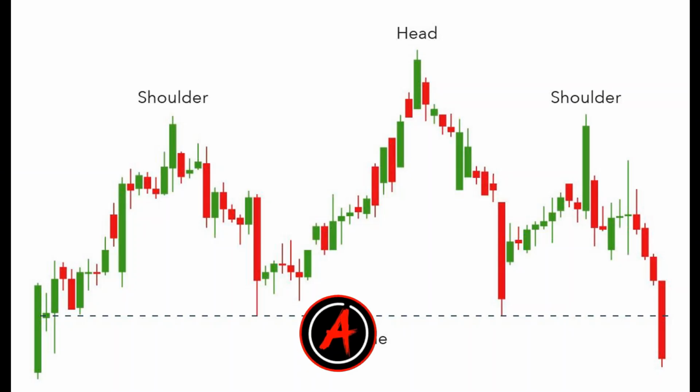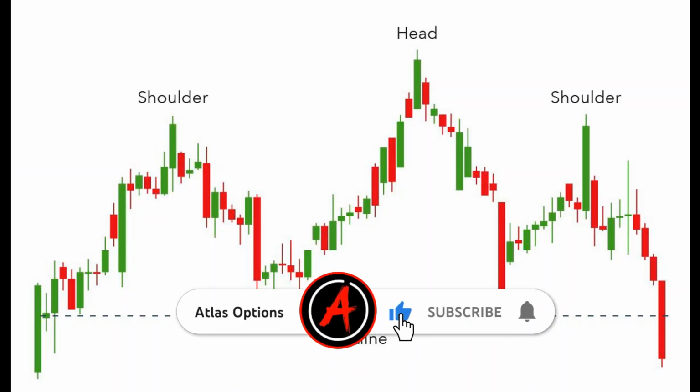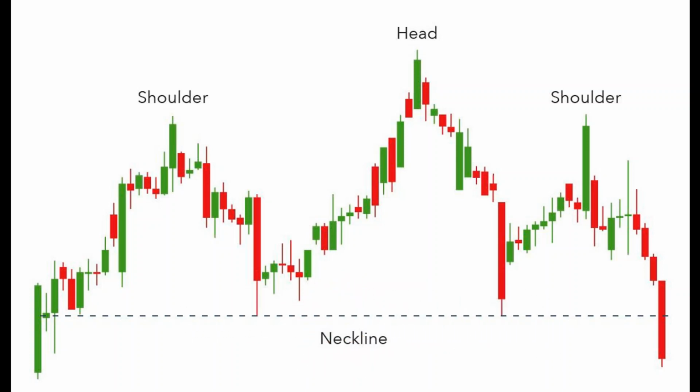The head and shoulders pattern is a reversal pattern that signals the end of an uptrend and the beginning of a downtrend. It is formed by three successive peaks, with the middle peak, the head, being the highest, and the two adjacent peaks, the shoulders, being lower.